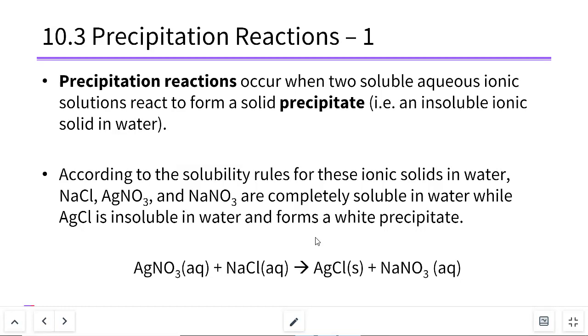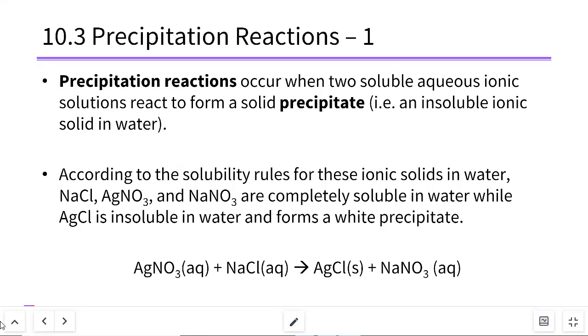A precipitation reaction is simply a double replacement reaction where we are starting with two solutions. So aqueous here, again, means that that substance is dissolved in water. So I've got two solutions that I'm bringing together, and the result of those solutions being brought together is a solid compound. That solid compound is known as a precipitate. And that's why these are called precipitation reactions. They generate precipitates, they generate solids.